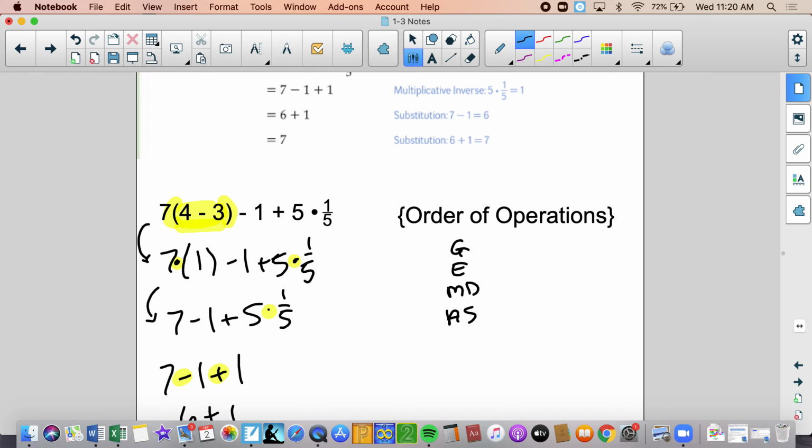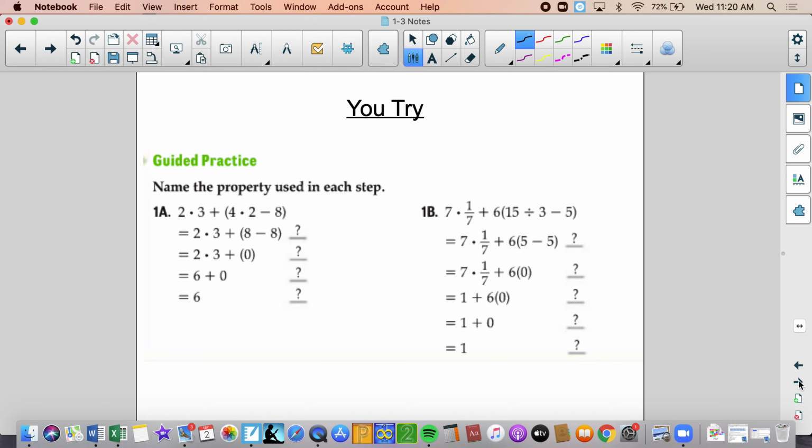Good? All right. So let's do a U-try. There are 2 problems here. Use order of operations to do the step and then tell me what property you used in order to do that step. So pause the video. When you're ready, you can unpause it and you can check your answers.